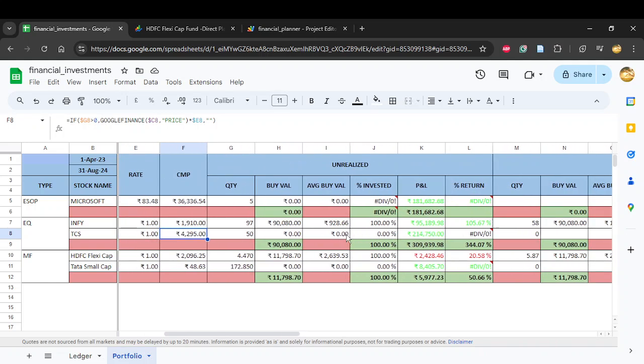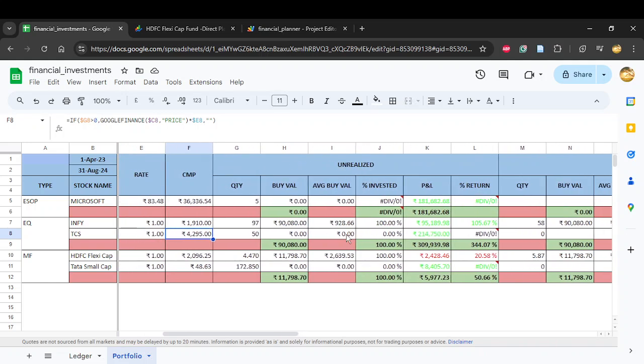Now the part of unrealized quantities. So in between these two dates, let's say 1st April to 31st August, from 2023 to 2024, you will be holding different stocks as of this end date 31st August 2024. So in the unrealized portion of the spreadsheet, you will have the stock quantities which you are holding currently as of this end date. To avoid any confusion, I will just mention it as end date, and let's call it start date.